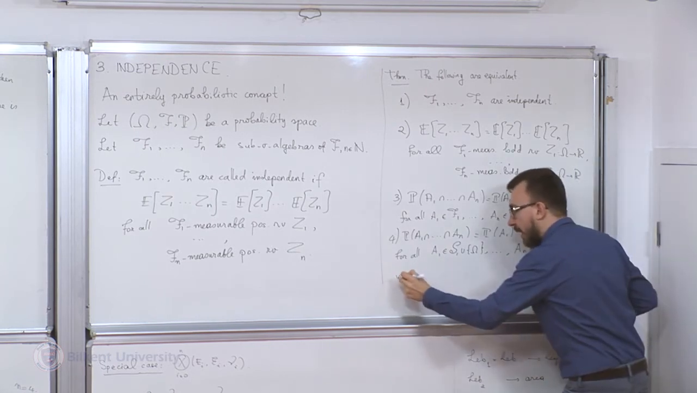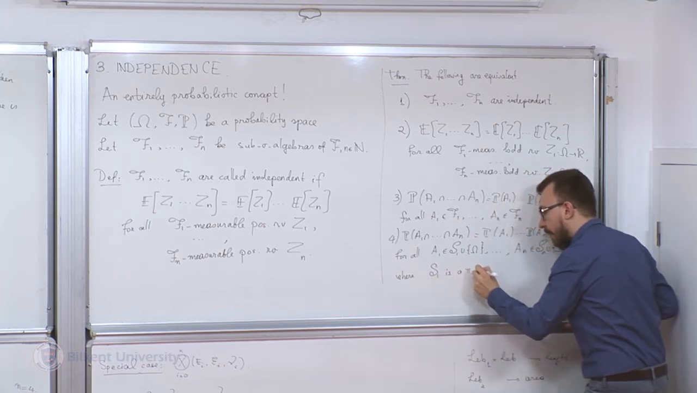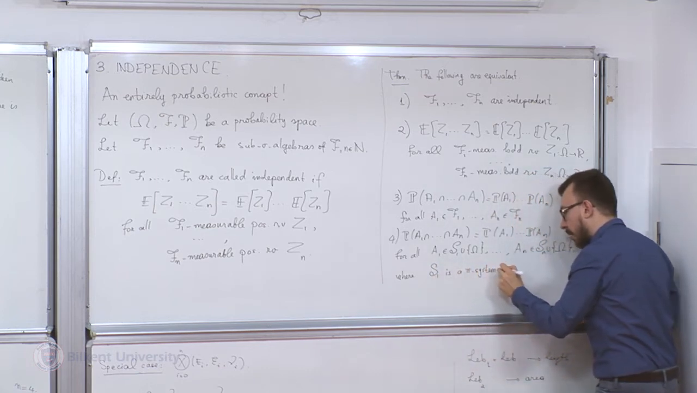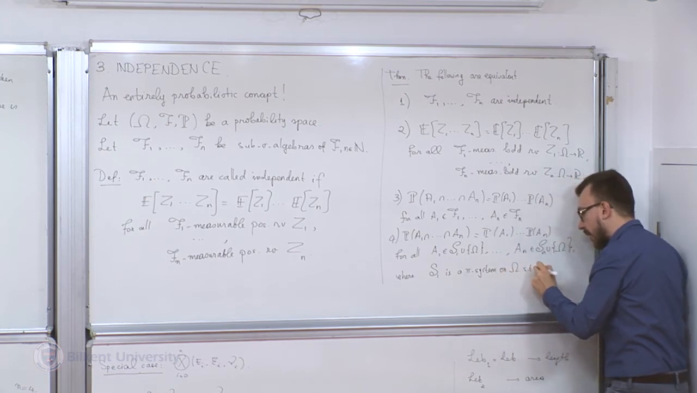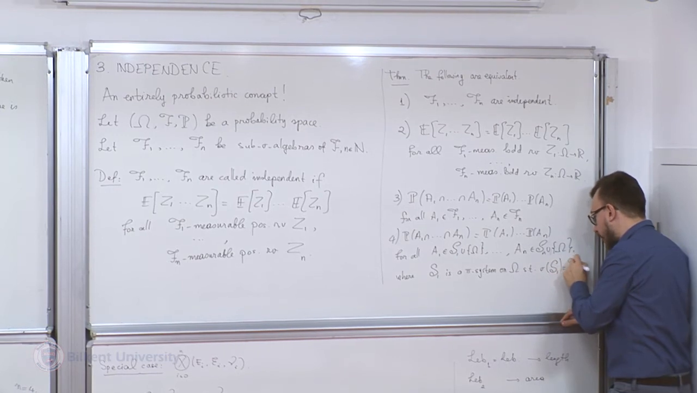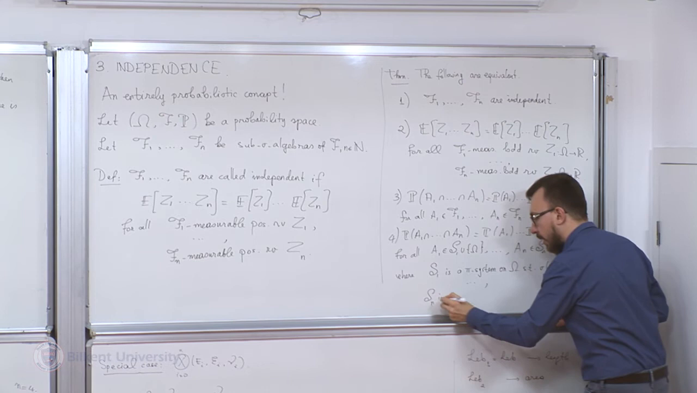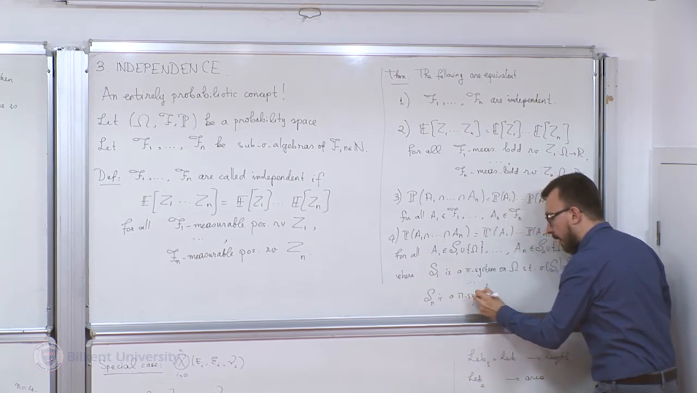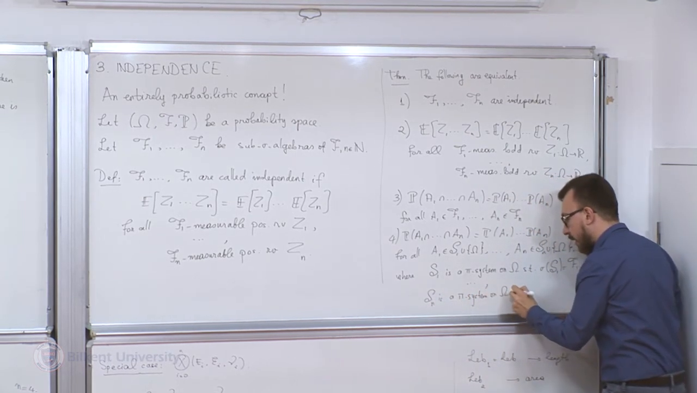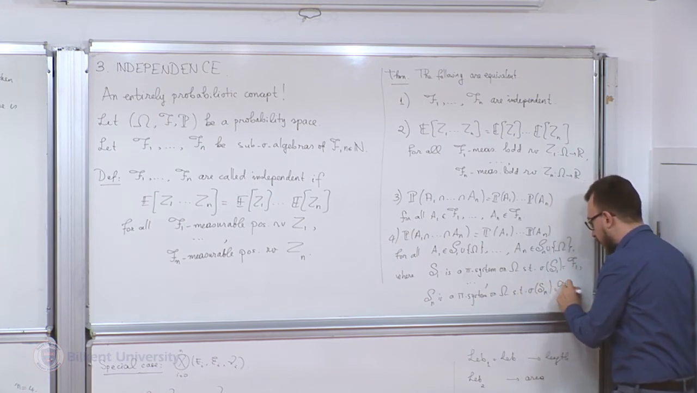So where S1 is a pi system on omega such that it generates the first sigma algebra, and Sn is a pi system on omega such that it generates the last sigma algebra.